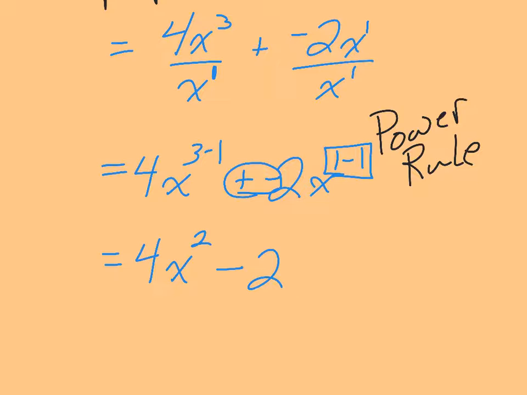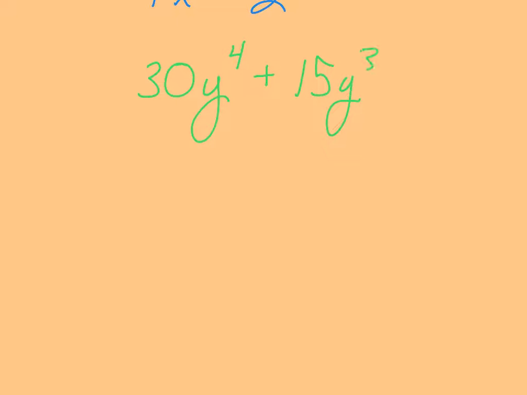Let's try one more with some bigger numbers here. So we're going to try, let's change up the color maybe. Let's go 30 y to the 4th plus, we'll say 15 y cubed, and we're going to divide that by 5y squared. Okay, and you know what? That green is really just not showing up, so I'm going to switch back. Tried to get fancy, not working.